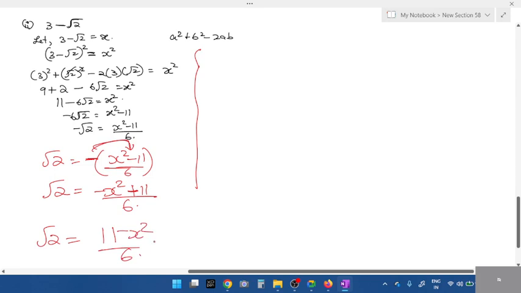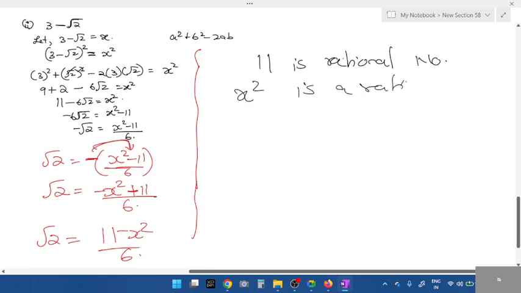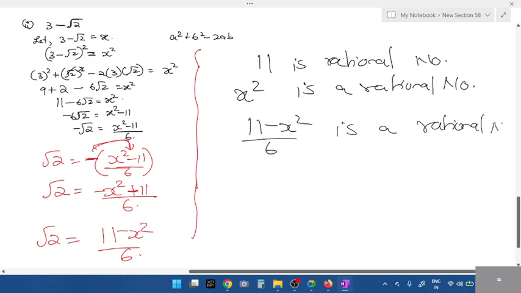You have to do it like this. The only thing is, minus I shifted to the other side. Make a note. After this, everything is the same. After this, you can write: 11 is a rational number. X square is a rational number. 11 minus x square divided by 6 is a rational number. Right hand side, everything is rational.